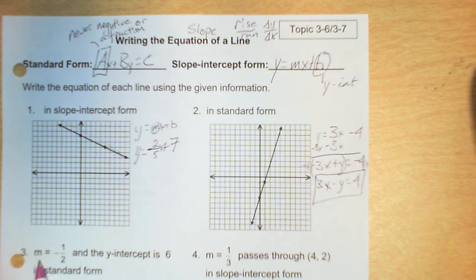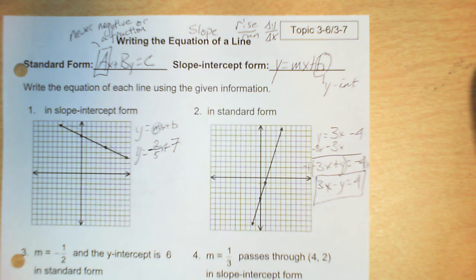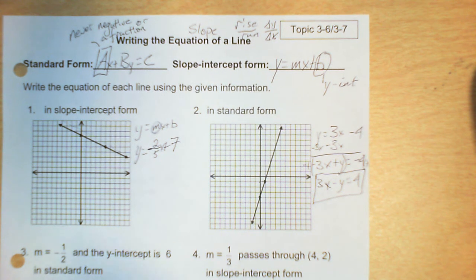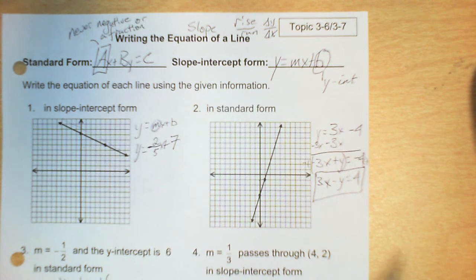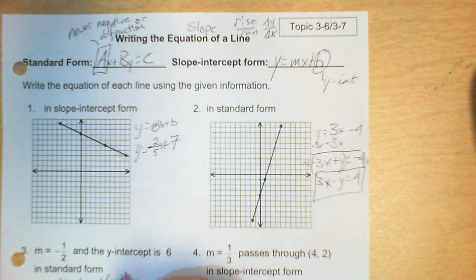M is negative 1/2 and the y-intercept is 6. Write it in standard form. So what I'm going to do is y equals negative 1/2 x plus 6. That's in my slope-intercept form. And to put it in standard form, add 1/2 x to both sides, so that I get 1/2 x plus y equals 6.